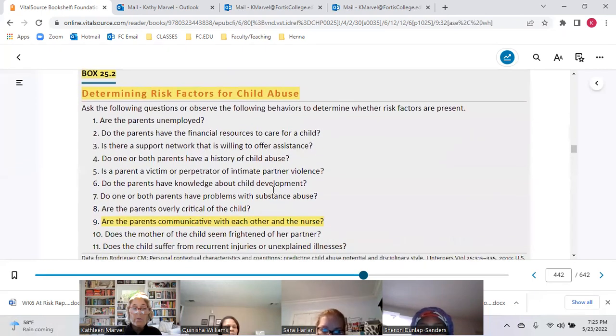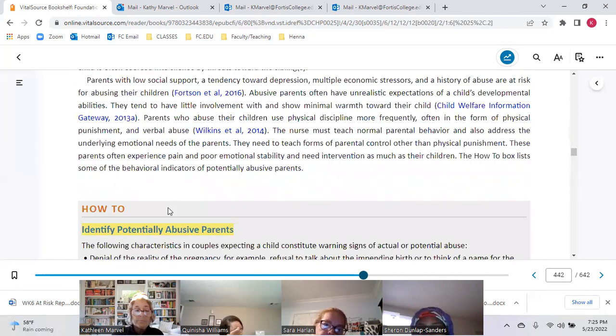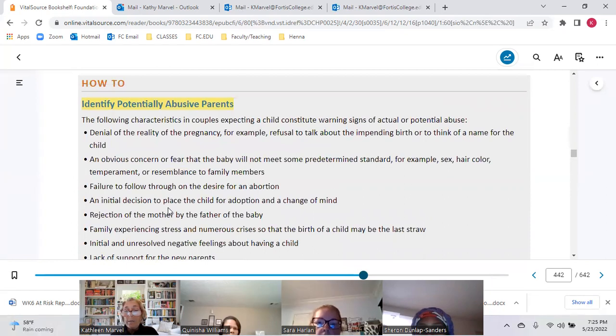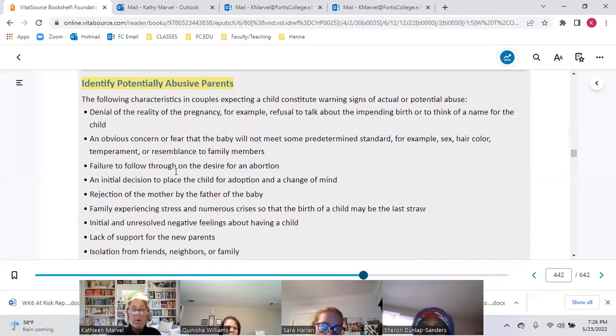Box 25.2, this is also excellent. Determining risk factors for child abuse. Okay, have a look at this as well. Here's some questions that you would ask. Ask yourself or ask them. Okay. How to identify abusive parents? Excellent box, 442. Really important if you're working in the community. This is part of your community assessment.